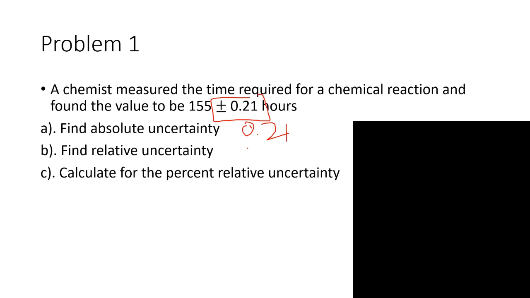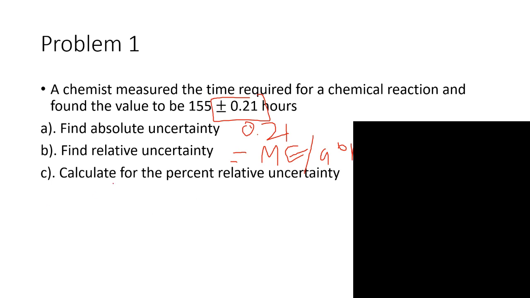Second, relative uncertainty. I'm going to denote margin of error as ME divided by the actual or known value, which I'll abbreviate as A or K. In this case, it's just going to be 0.21 divided by 155. Let me pull up my calculator first. 0.21 divided by 155 is just 0.001355.